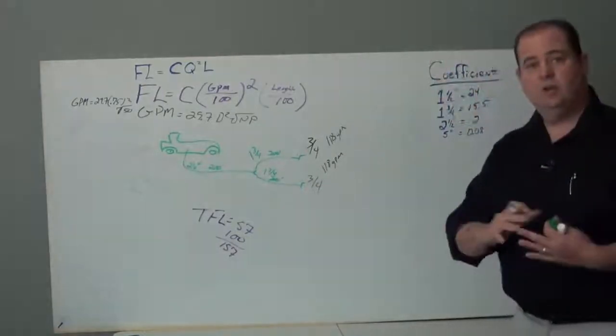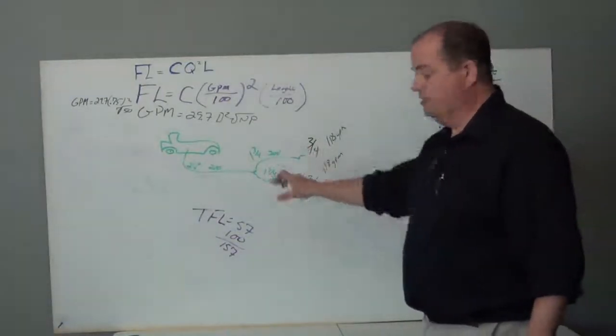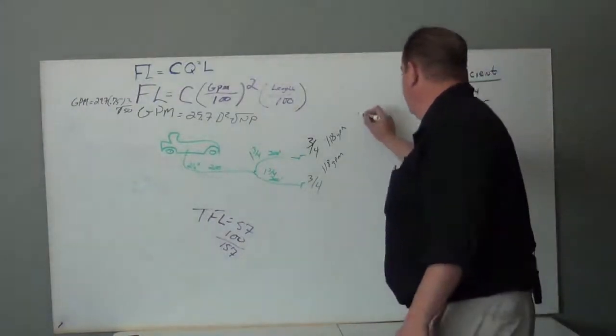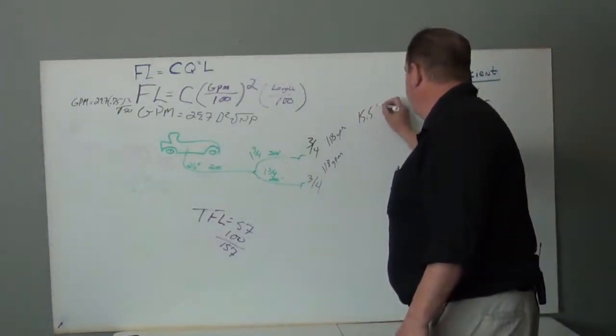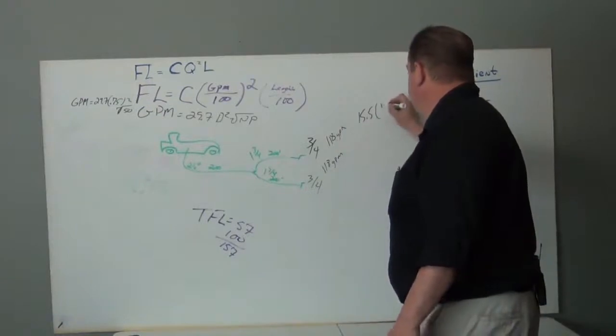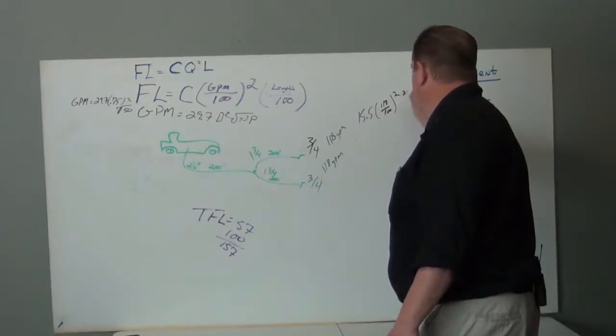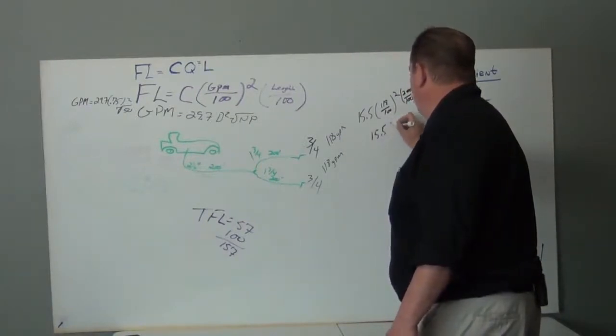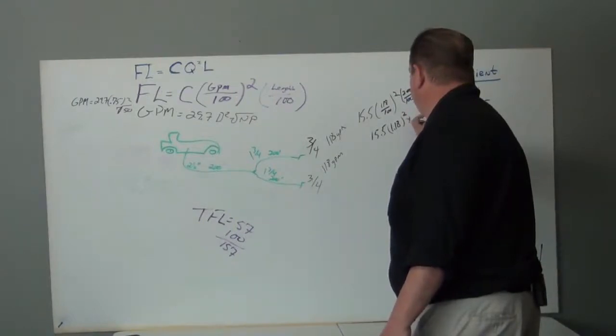So now we can go ahead and figure out what our friction loss is on this 1 3/4. So 1 3/4, the coefficient is 15.5. So 15.5 times your gallons per minute, which is 118, over 100. We're going to square that times your 200 foot over 100. This comes to 15.5, 1.18 squared times 2.